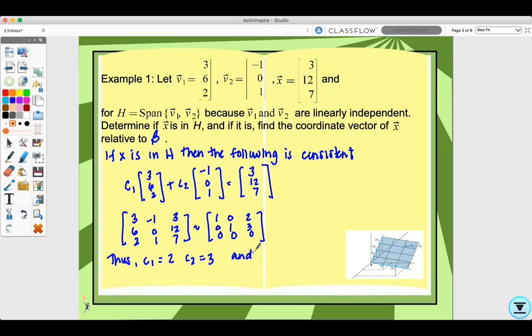And my coordinate vector of x relative to B is (2, 3). And this is the basis B determines the coordinate system on H. And see this figure here for that.